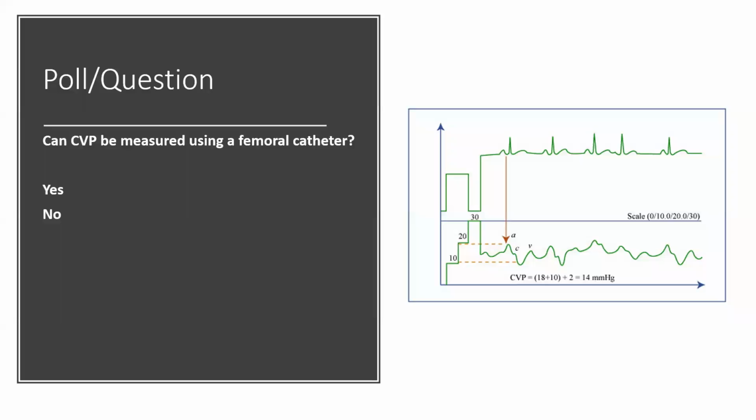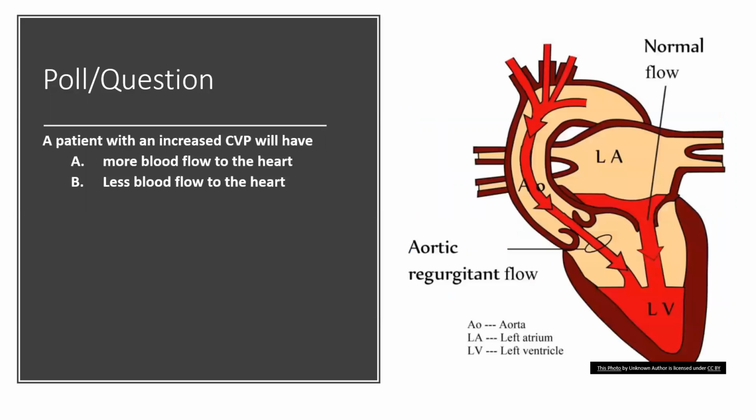Okay. So this is how you responded. And we're now going to see what the correct answer is. Now, when you monitor CVP through a femoral catheter, this is something that's not actually recommended. The catheter is too distant from the right atrium, and therefore it will not produce reliable data. So the correct answer to this one is no. It should not be used as a monitoring parameter for the measurement of CVP.